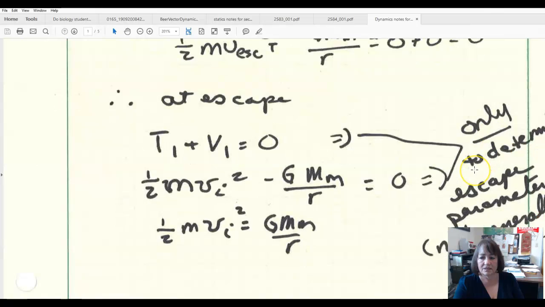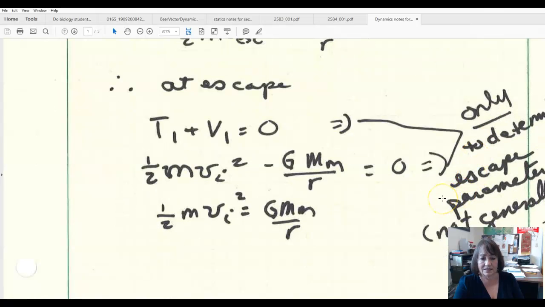Now I've made the note that this is only used to determine escape parameters. This is not generally true. In general, T1 plus V1 is equal to any T2 plus V2. But in this particular case, where escape velocity has been reached, this will give us the lower limit, or the velocity required in order to escape the Earth's gravitational field. So that means that 1/2 m v squared initially, in other words, the velocity that you launch the rocket with, minus GMm over r is going to equal zero, or that 1/2 m v escape squared is equal to GMm over r.